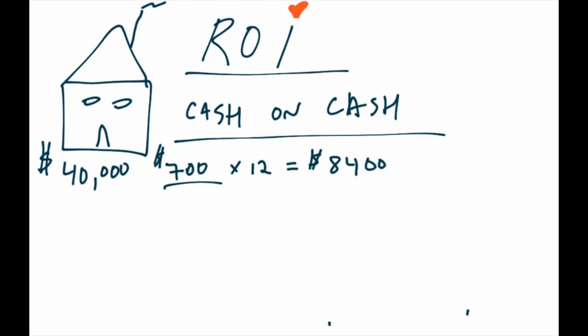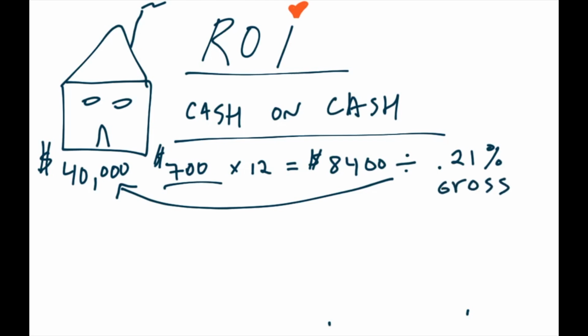rent for the year. Now we are going to divide this number by the all-in cost of the house, which is $40,000. So we're going to divide $8,400 by 40,000. And that's going to give us a 21% gross ROI, which is fantastic, right? But that's gross, remember? So that's the gross ROI of 21%.